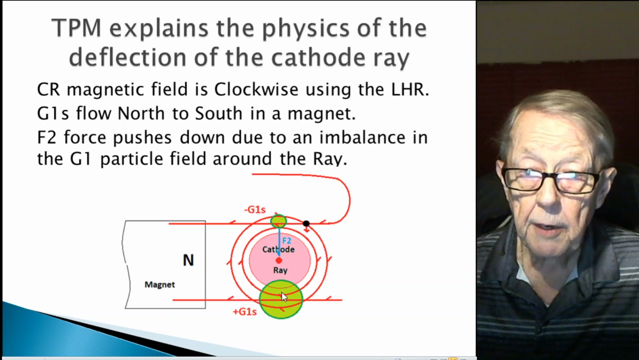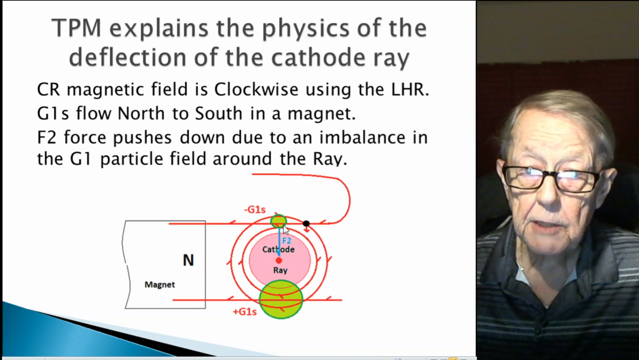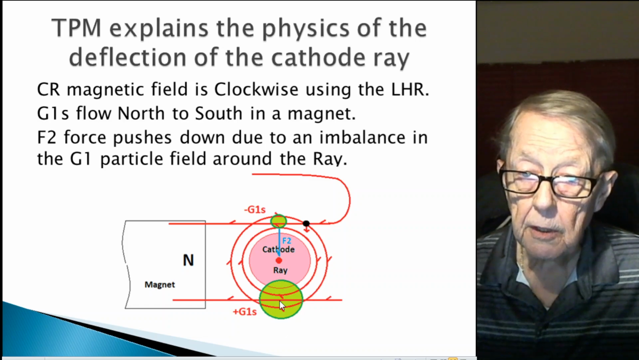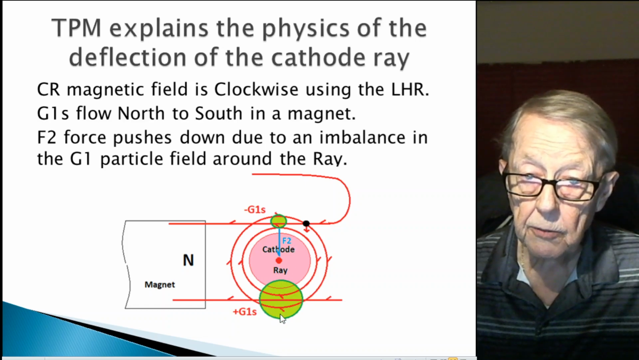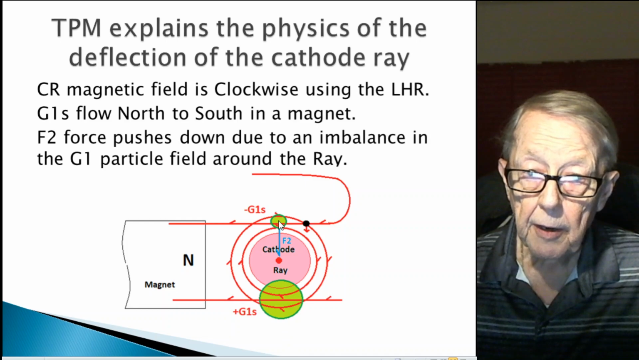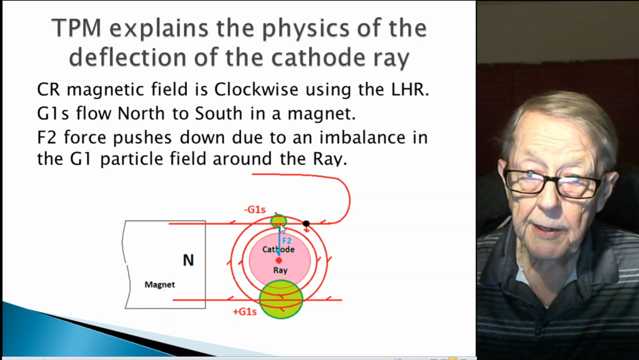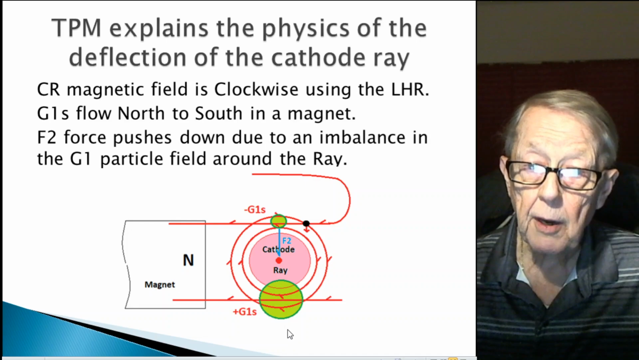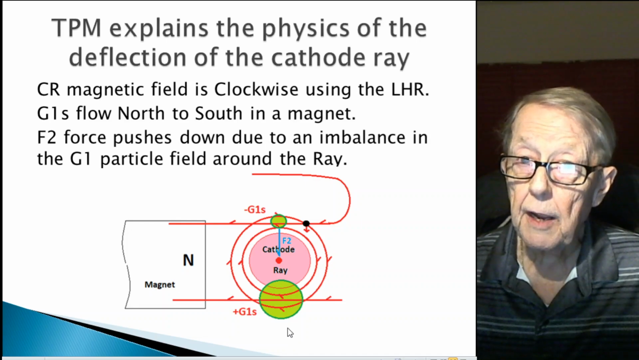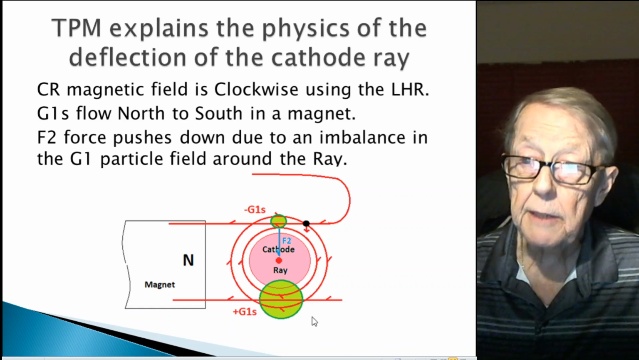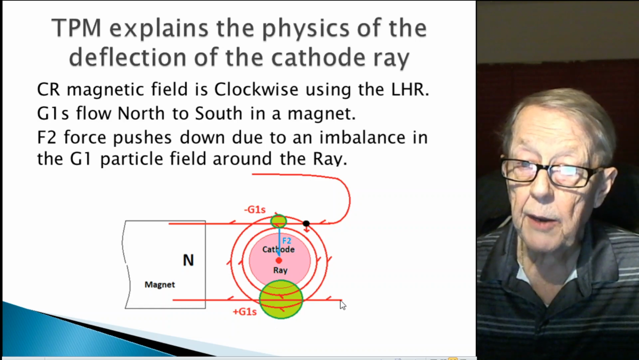And just like the moon and the earth, if you just consider the moon and the earth as a system, the net force is generally all towards the earth. In this case, it's all towards the larger range of G1s. Yes, there are forces up and forces down, but when you look at the net force, there's a gradient, just like R squared up here, where there's a force on them and it gets stronger and stronger and stronger, and it pushes this ray down in the process. That is the physical explanation of why it bent in the downward direction. This physical explanation explains why the left-hand rule works.